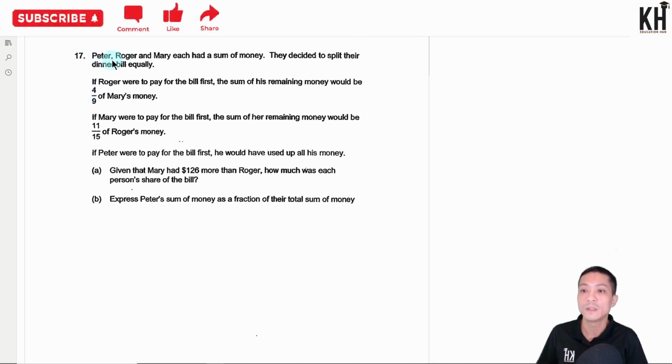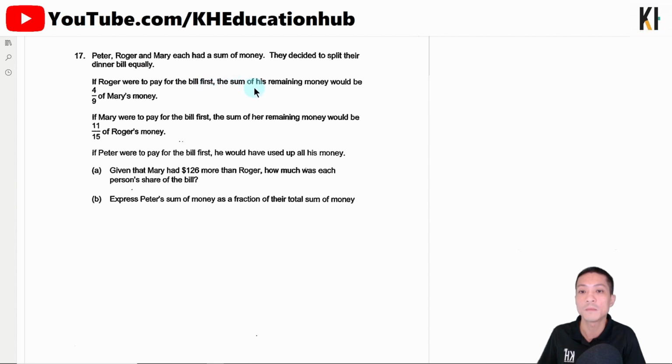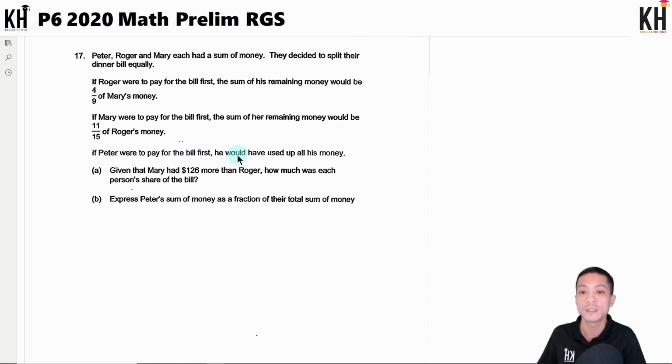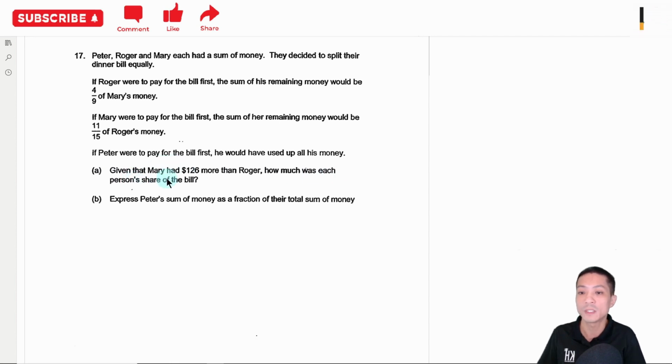Okay, question 17. Peter, Roger, and Mary each had a sum of money. They decided to split their dinner bill equally. Okay, if Roger would pay for the bill first, the sum of his remaining money would be 4 over 9 of Mary's money. Okay, if Mary would pay for the bill first, the sum of her remaining money would be 11 out of 15 of Roger's money. If Peter would pay for the bill first, he would have used up all his money. But A, given that Mary had $226 more than Roger, how much was each person's share of the bill?